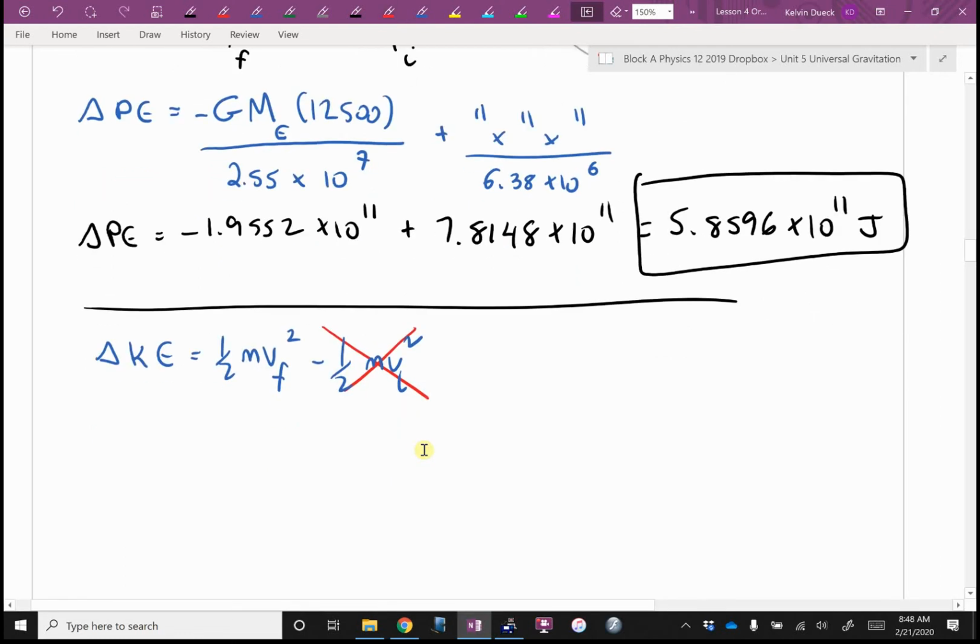Well, what's little m, Ben? Little m is 12,500. What's our speed in orbit? Uh-oh, I didn't give it to you. And that's why I said this is the longest question of the year. On the test, I will give you the orbital speed. What did I just say? What two words did I say? Orbital what? Did I say orbit?